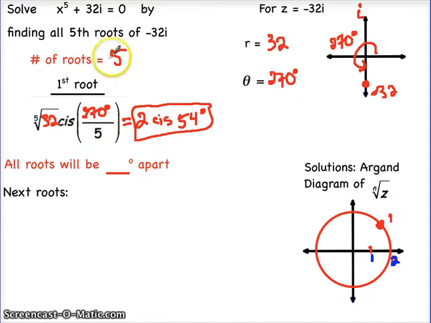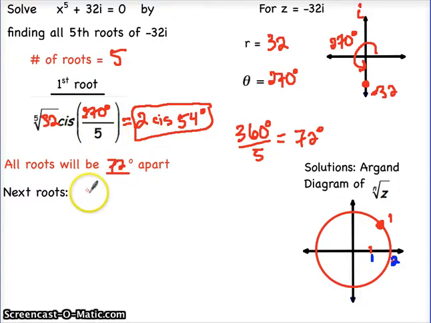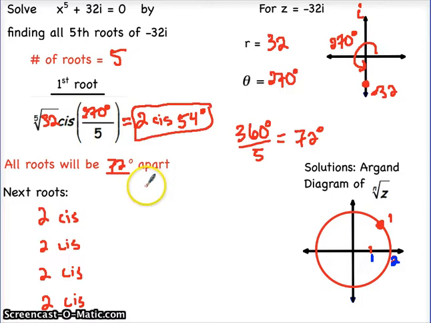Now, the other question will be, where are my other roots? Well, remember, all my other roots will evenly divide this circle up into essentially 5 sections. So all the other roots will be 360 degrees divided by 5, which is going to give me a smooth 72 degree angle. So all of my other ones will be 72 degrees apart. So for the next roots, I'm still going to say 2 times CIS, and I'm just going to do that 4 more times. And now I just need to add 72 onto 54 over and over again.